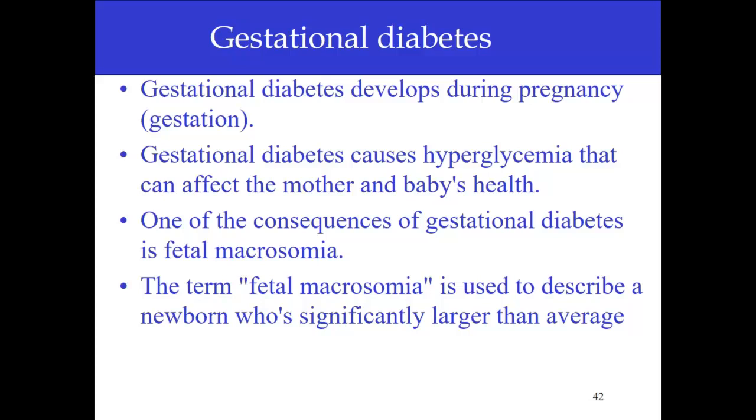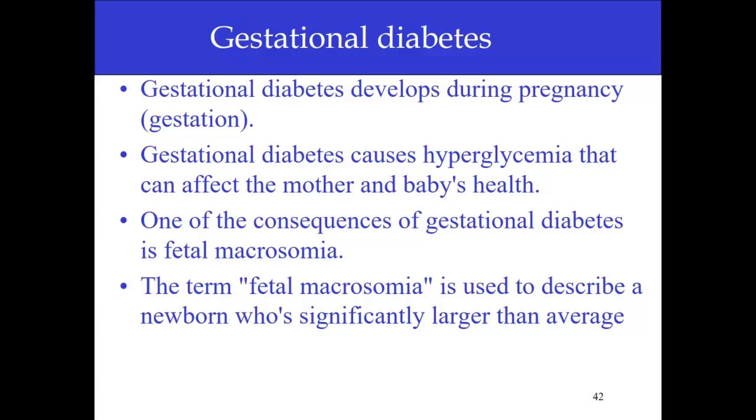One of the consequences of gestational diabetes is having a large-sized baby, and we call this fetal macrosomia. Why do you think a woman with gestational diabetes will give birth to a big baby? Because of the anabolic effect of insulin. So the anabolic effect of insulin will lead to fetal macrosomia.